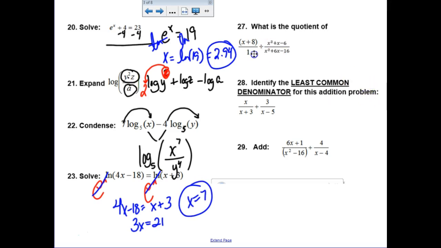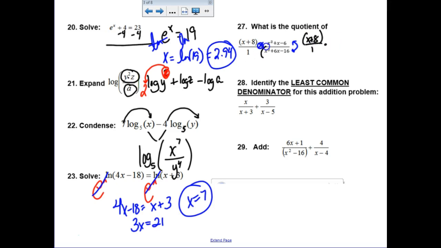Quotient. That means dividing. So I'm skipping over to 27 here. When we divide polynomials and rational functions like this, we have to actually change this to a multiplication problem by flipping, or taking the reciprocal of, the fraction that follows the division sign. So x plus 8 is a term. It's not factorable, it's just a term.